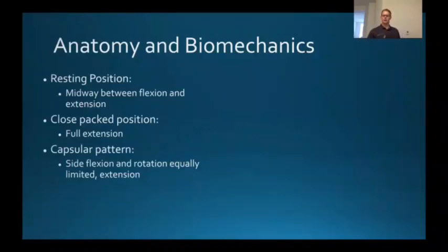Finally, I don't see this clinically too much, but the capsular pattern of the cervical spine is side flexion and rotation are going to be equally limited, greater so than extension. So really with a capsular pattern, we don't see a flexion loss, but we see side bending and rotation, greater loss than extension.